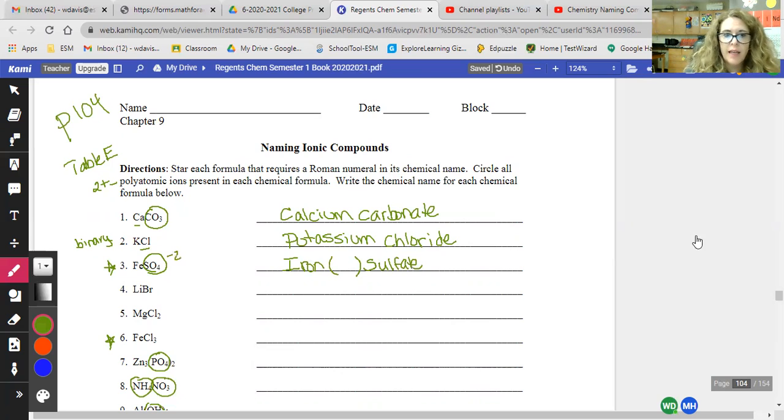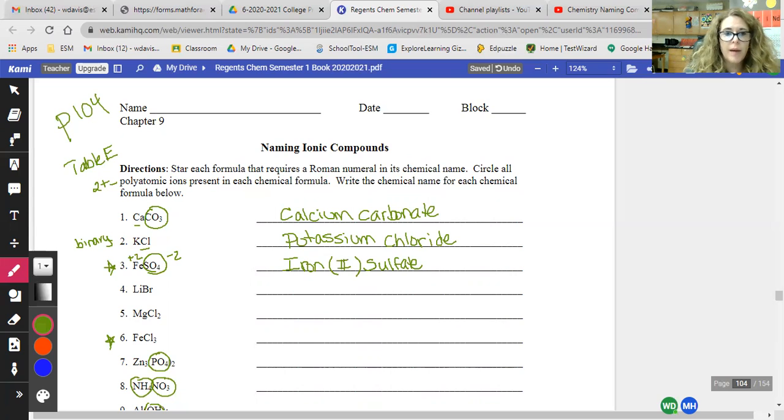I have to figure it out based on the negative charge. Negative charge is -2. You always know the negative charge because the nonmetals' charges are negative on the periodic table, and table E has the charges. So then if this sulfate is -2, I have 1 iron, so it must be a +2. So then that becomes Roman numeral 2.